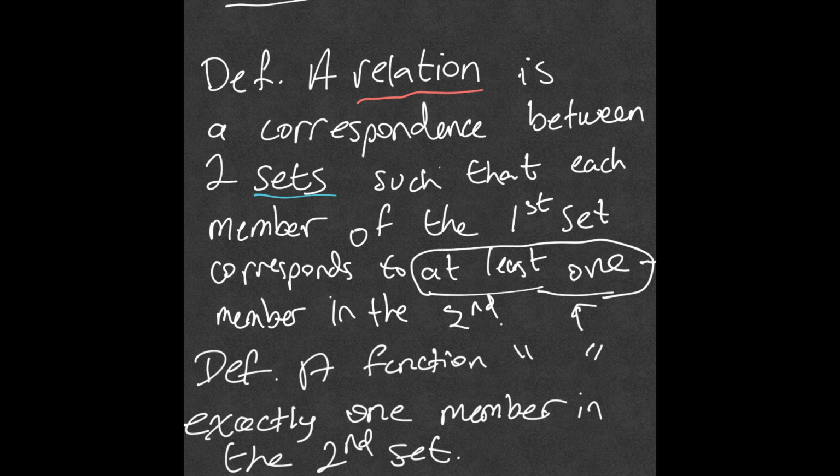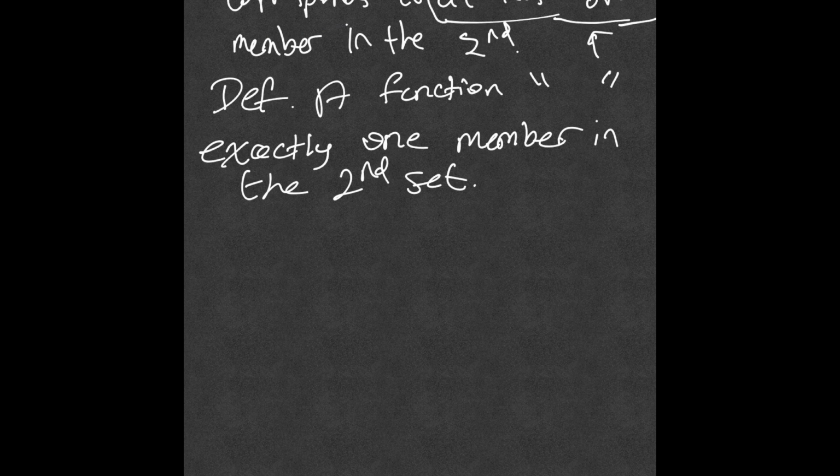So as confusing as this may sound, functions are relations, but not every relation is a function. Okay. Of course, you might be able to come up with an example of this. What's an example of a relation which is not a function?